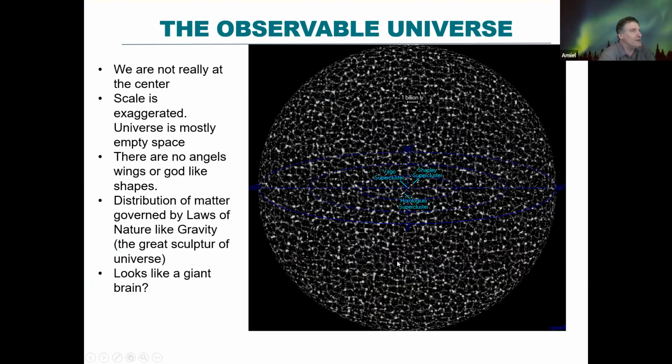So here's what we did. We took our best technology and took pictures in every single direction. That's why you're seeing a spherical image. This is not really the shape of the universe. But here we are at the center. You can see we're not really at the center. It's just our point of view, our starting point.